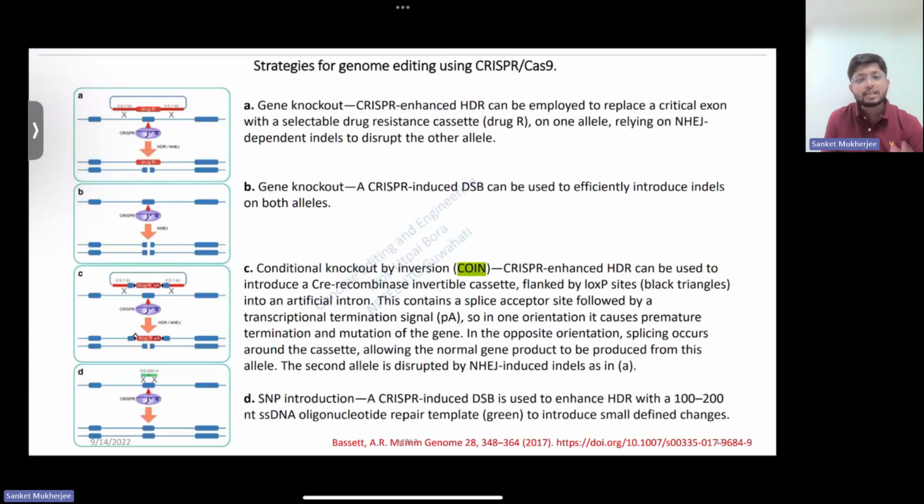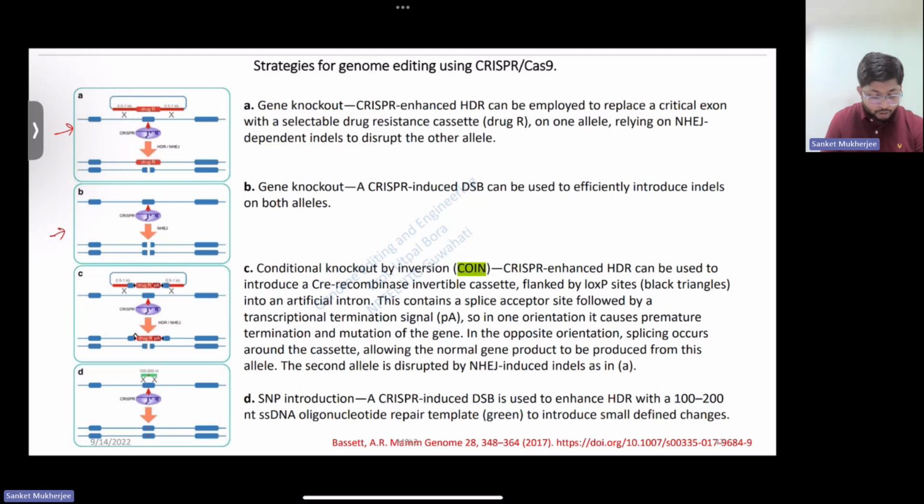So talking about the strategies of genome editing in case of CRISPR Cas9, we can either go for gene knockout, right? Where CRISPR enhanced homology directed repair can be employed to replace a critical exon with a selectable drug resistant cassette, drug R, on one allele, relying on NHEJ dependent indels to disrupt the other allele. So that's how it's performed, as you can see. In gene knockout, a CRISPR induced double-stranded break can be used to effectively introduce indels.